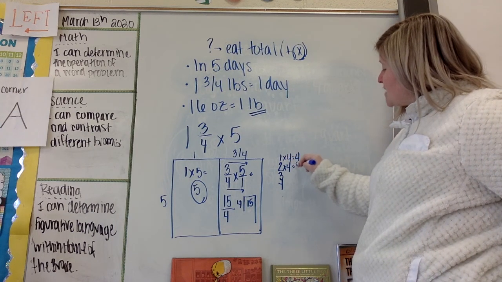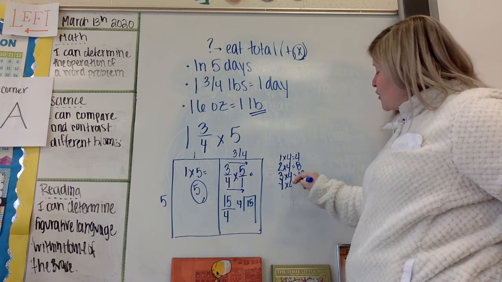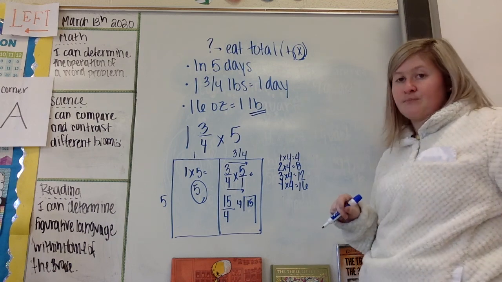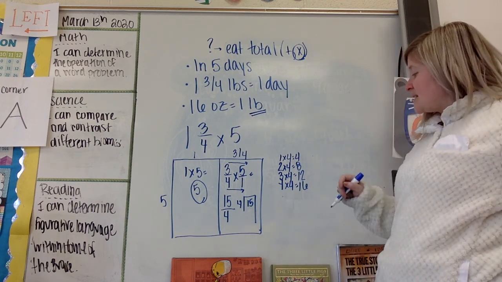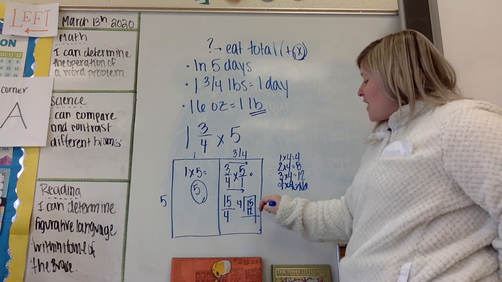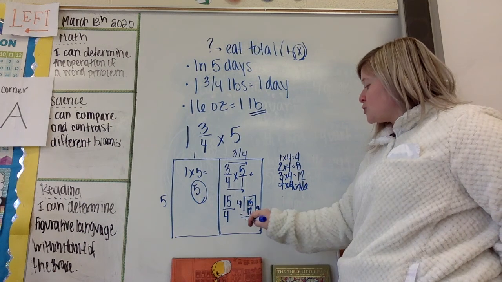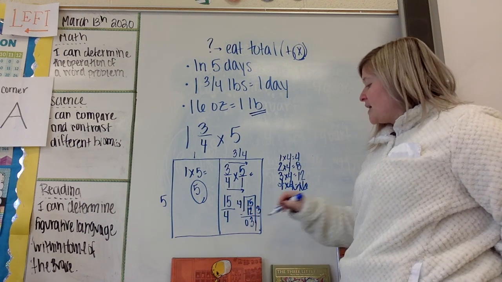2 times 4 is 8. 3 times 4 is 12. 4 times 4 is 16. I only have 15, so 16 is too big. I can't use it, so I'm going to subtract 12. That's a 3 off to the side because 3 times 4 is 12, and we are subtracting. Leaves me with 3 left over.